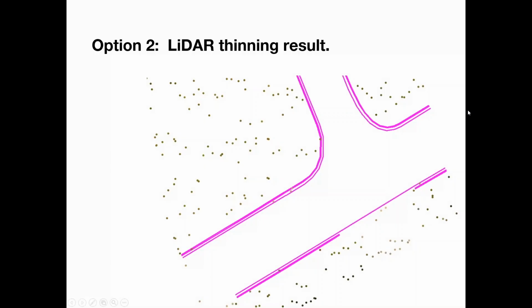So this is the same area, but in this case, as you see all the dots, those are actually LiDAR points, and we thinned them out to a point that will get the same product as coming up with just a 5-foot grid of points. So this is using the LiDAR thinning that was added in version 20.1.